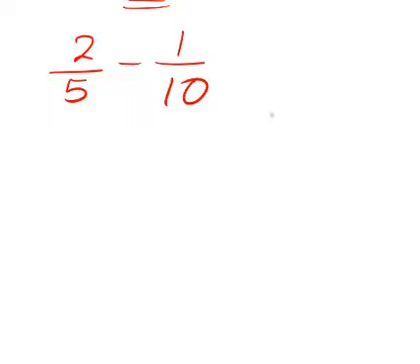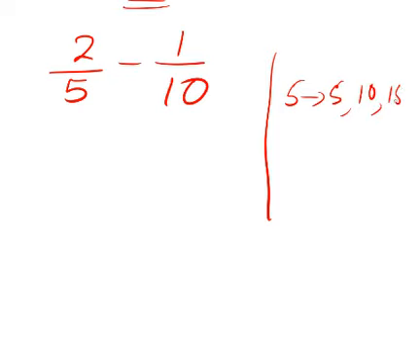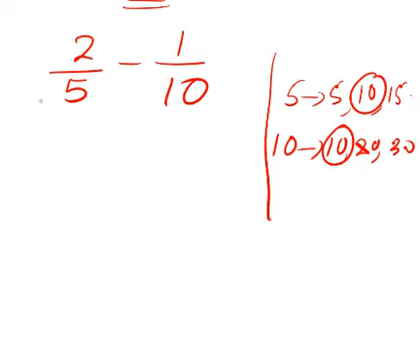So we can list the multiples of 5 and 10. The multiples of 5 are 5, 10, 15, etc. Then the multiples of 10 are 10, 20, 30, etc. So the first common multiple is 10. So we can make the denominator 10.